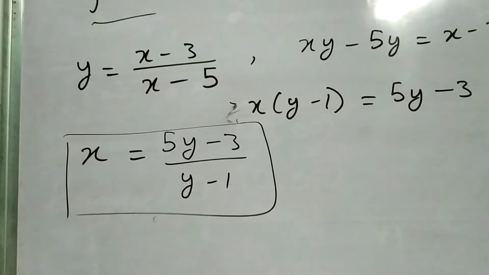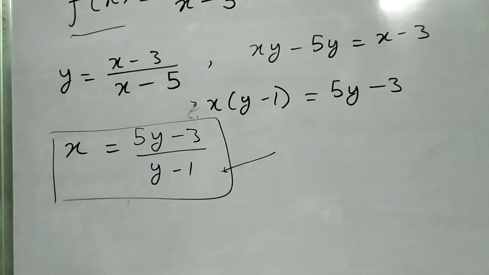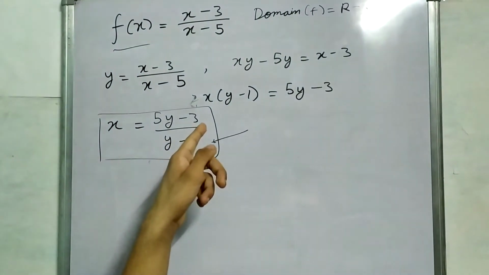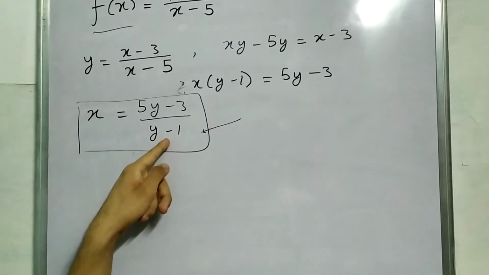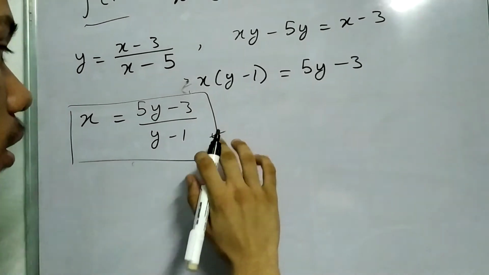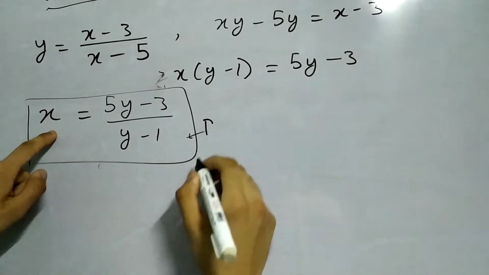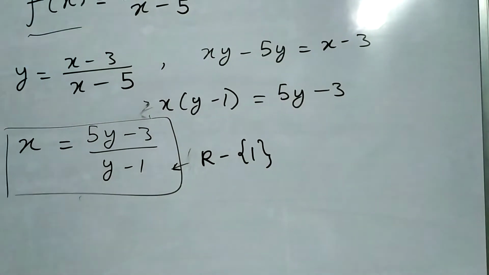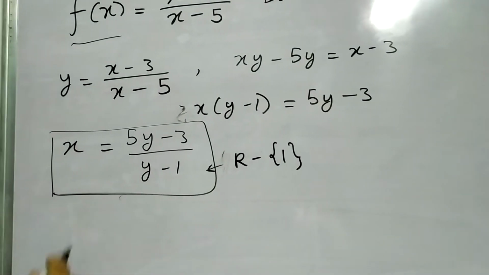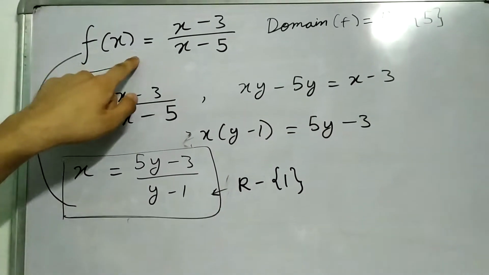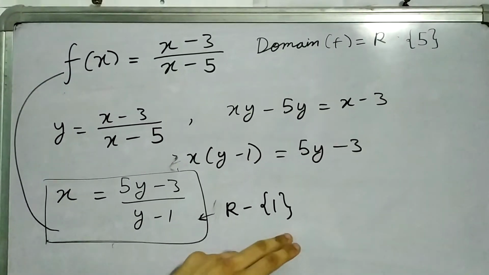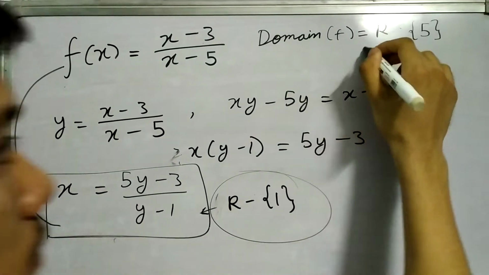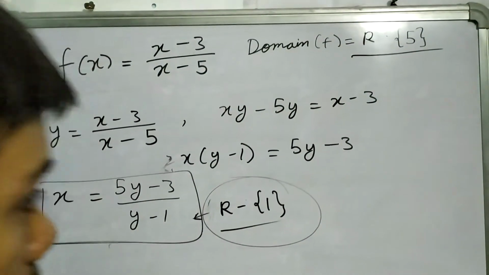And now you can put your restrictions on y. What restriction do we have on this function? The denominator must not be 0, so y cannot be 1, and the domain of this function is R minus 1. And the domain of this is the range of our original function: the set of values y can take, R minus 1. This is our domain, R minus 5, and this is our range.